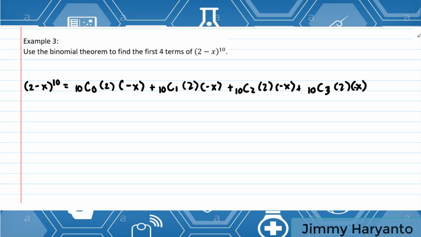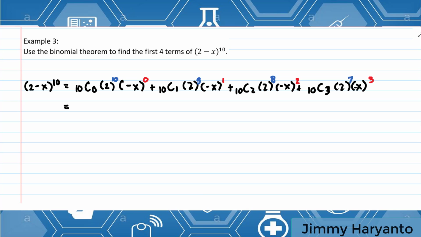Then the powers. The powers are 0, 1, 2, 3 for this one. Oh, sorry, not 3. It's 10, guys. Because the power is 10, the maximum power will be 10. So this one is 10, 9, 8, 7. There you go. And then use your calculator to calculate 10c0, 10c1, 10c2, and so on.